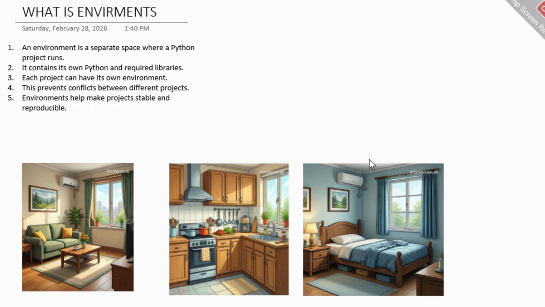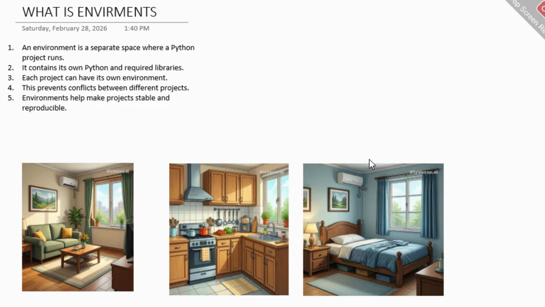That is why in a real house we create separate rooms for different purposes. The same idea applies to Python projects. When we work on multiple projects, each project may require different libraries or different versions of libraries. For example, one project may need scikit-learn, the machine learning library. One project may need version 3.1, and another one may need version 3.2.